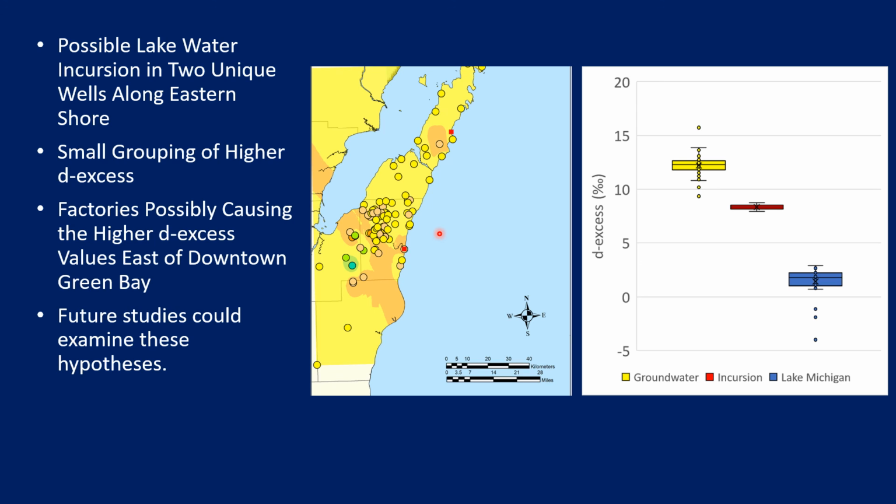Another interesting thing we noticed is the lighter d excess group of wells east of Green Bay. This could be from many different reasons. However, we think that there might be enough evaporation from Green Bay industry exhaust to make a noticeable impact on d excess values immediately east of the concentrated industry. This would be another great opportunity for someone to do further research to see if industry is indeed changing the d excess in groundwater near Green Bay.